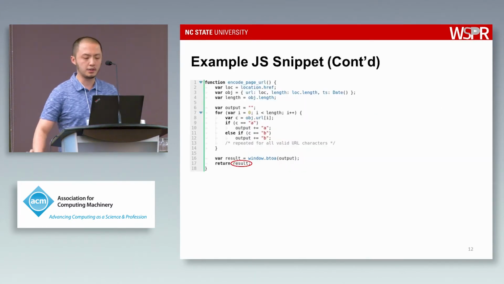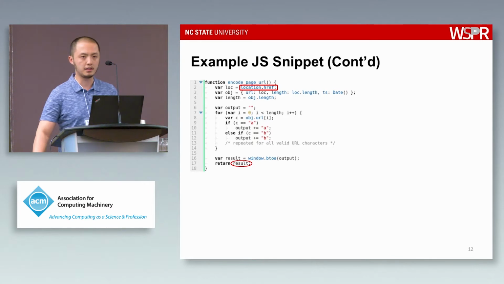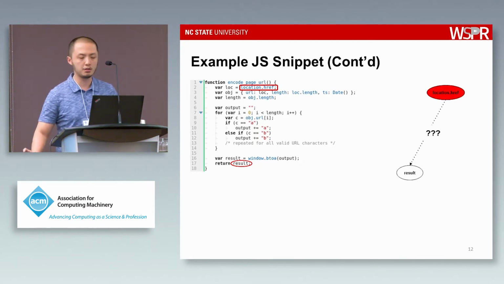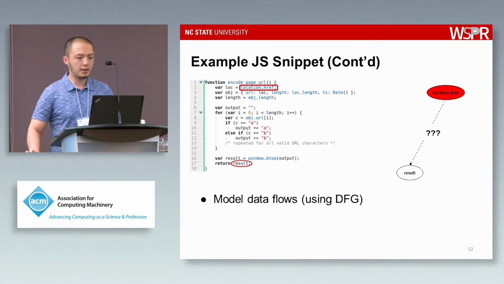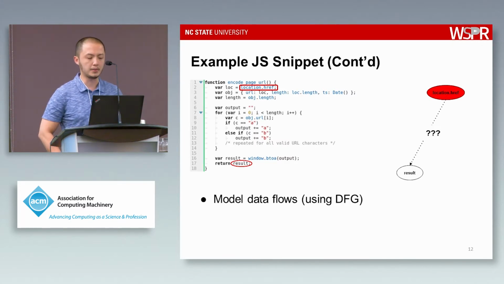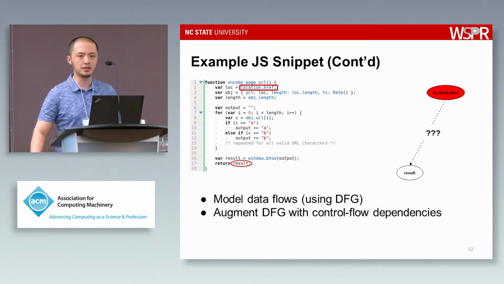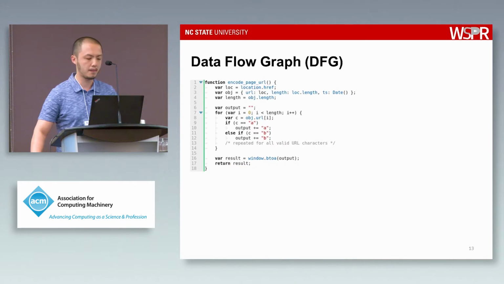Given that the return value of this function is derived from values that are read from the property location.href, we need to somehow propagate taint from that to the return value. So how do we do that? We do that by modeling the data flows in the JavaScript source code, using static analysis to build a data flow graph, or DFG. And then we augment the DFG with control flow dependency information. And finally, we also need to propagate taint across implicit data flows.